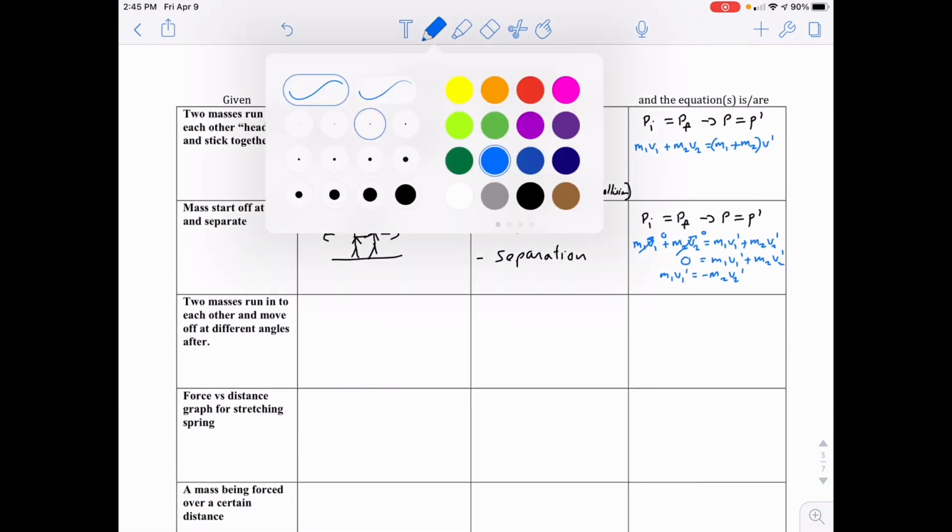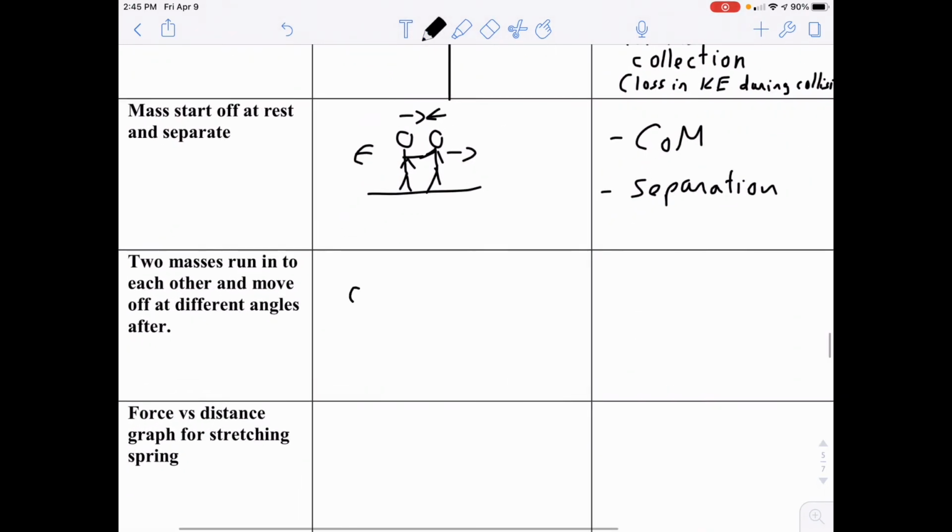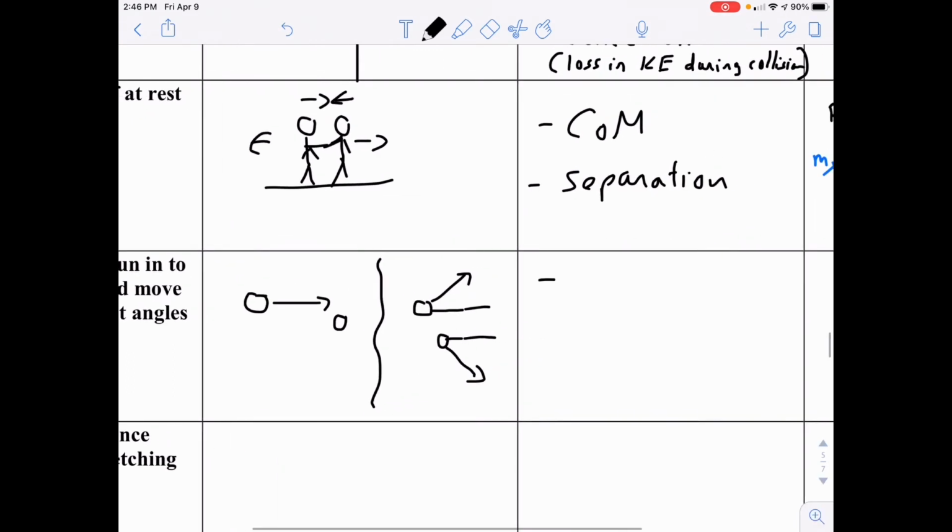Now, what if we have two masses that run into each other, but at different angles? So let's say we have a mass that's moving and it runs into another mass, and then sometime later that first mass moves off at this angle and the other mass moves down at that angle relative to the horizontal. Well, this is also a conservation of momentum problem, but these are referred to as glancing collisions. And how do we approach a glancing collision scenario?